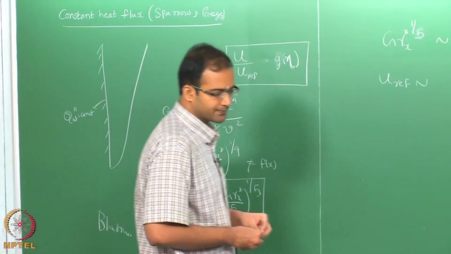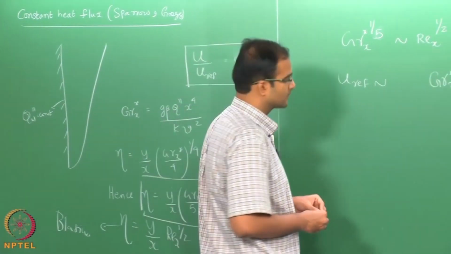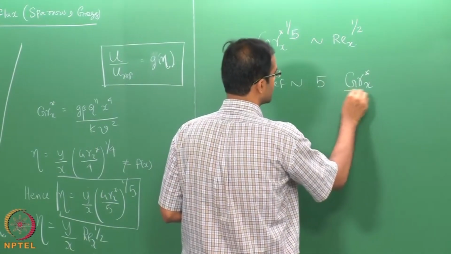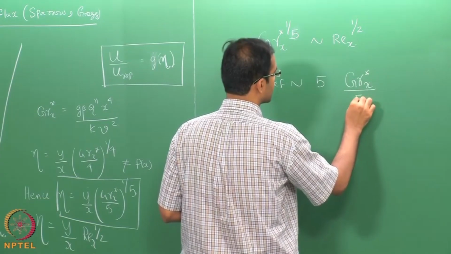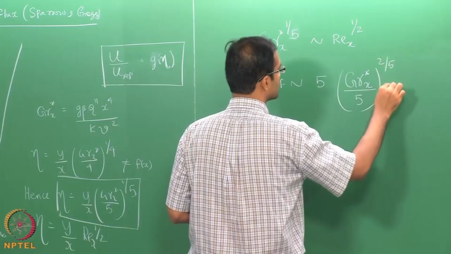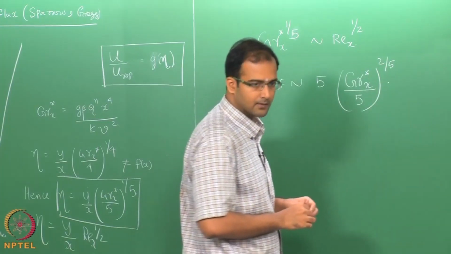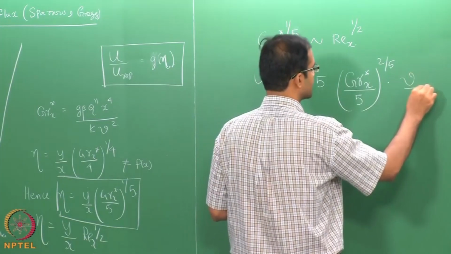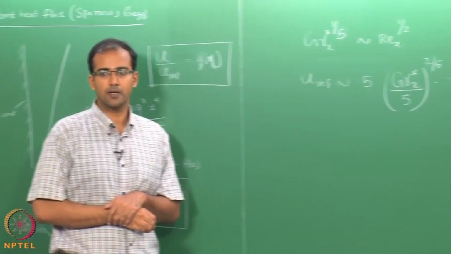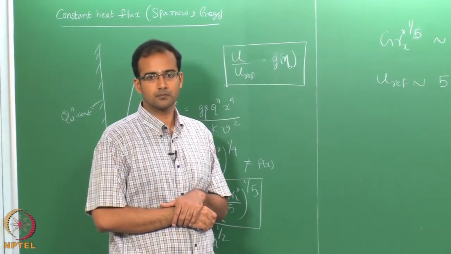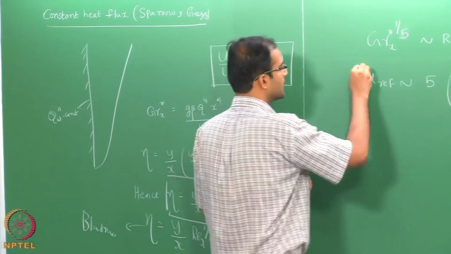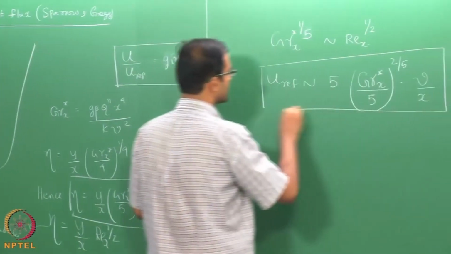So what do you get? You get a factor of 5 outside, Grashof number by 5 raised to the power 2 by 5, into nu by x. Is that okay? Right. So this is your u reference.